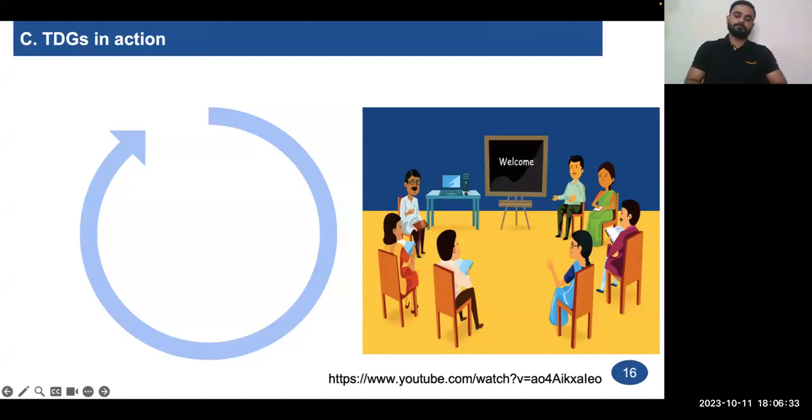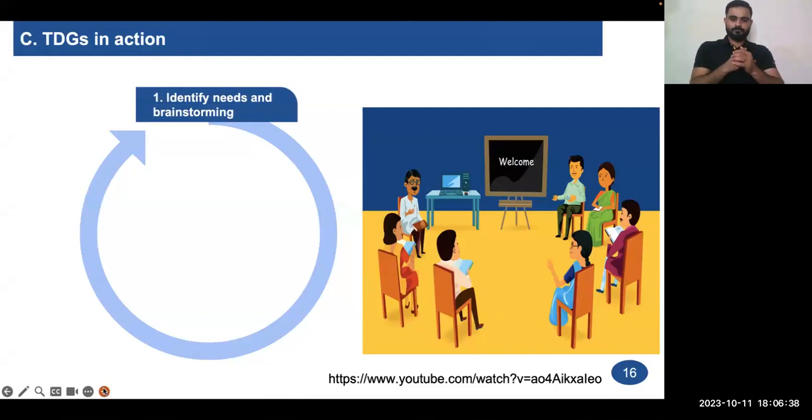So the first stage is about identifying the needs and brainstorming. As I was part of one of the groups, we first identified our needs, and many of the teachers in the group collectively said that many of the learners are facing challenges with reading skills at the primary stage. And it was the need of the group that we should find some solutions for this.